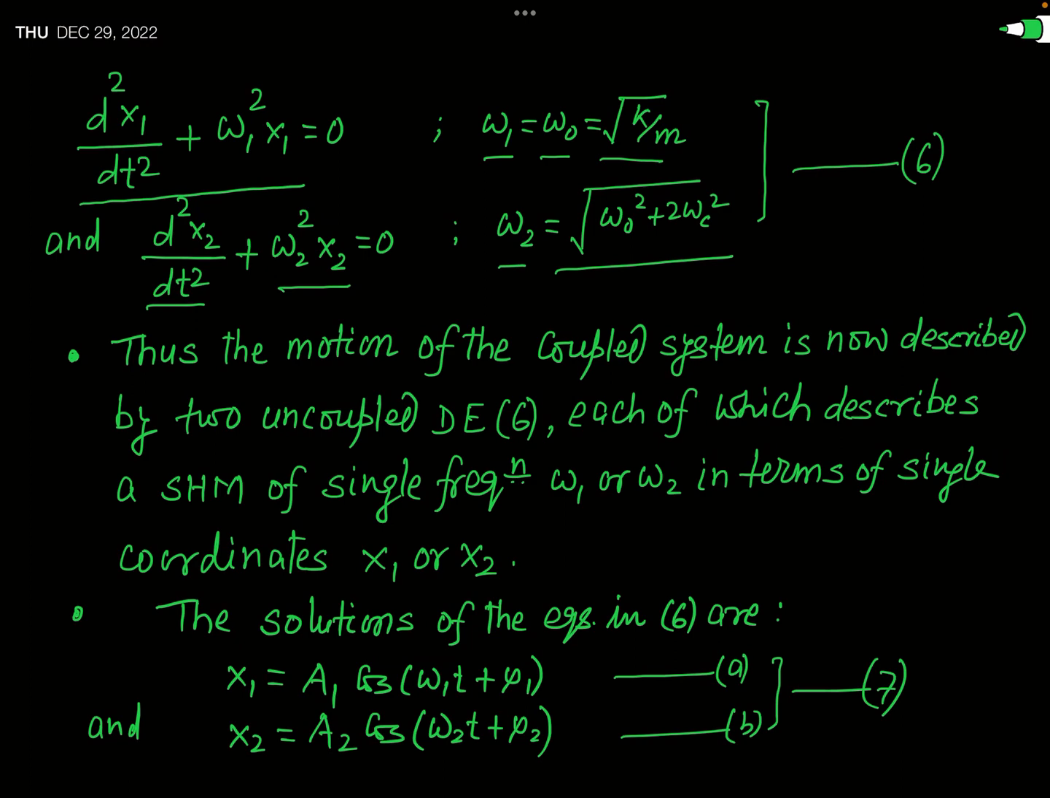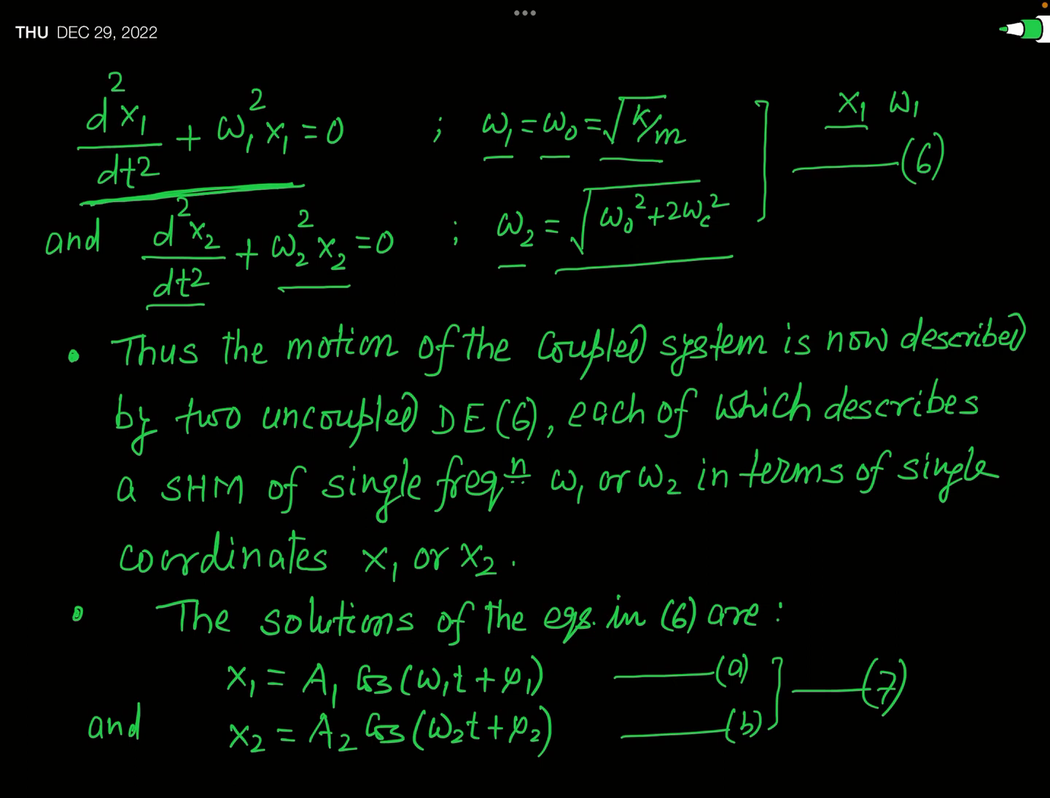Now see the form of these two equations. If I ask you to look at the first equation in equation 6 and tell me whether it is an equation of SHM or not, your answer will definitely be yes. This is an equation of SHM. If I ask what is the displacement or coordinate of the particle, you will say capital X1. And if I ask what is the frequency of this simple harmonic motion, your answer will be omega 1. Now in this equation there is only one coordinate, capital X1.